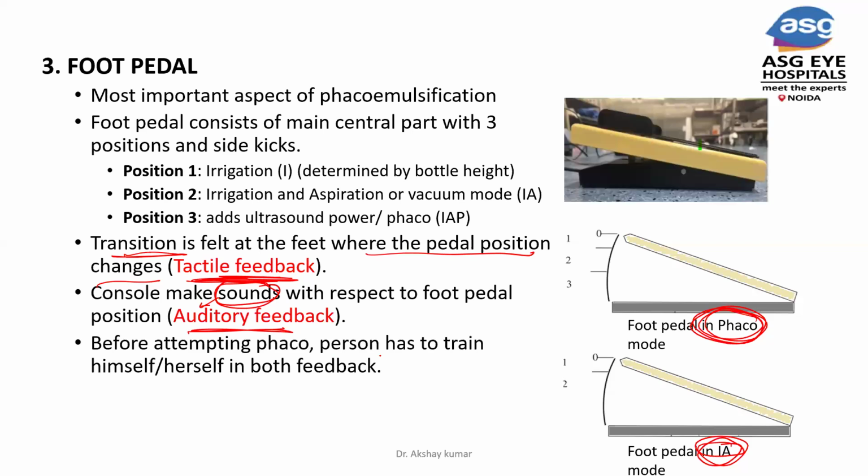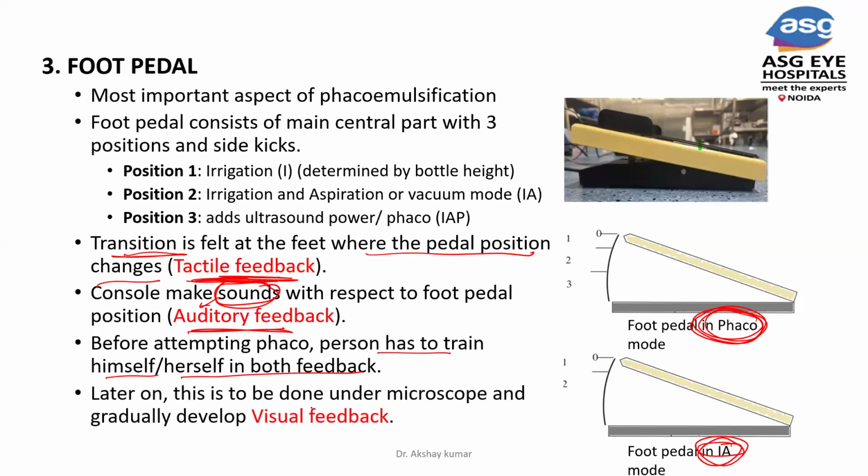So before attempting phaco, a person has to train himself or herself in both the feedbacks, and later on, once they have mastered the tactile and auditory feedback approximately around 10 to 15 times, then you need to repeat these under the microscope and develop visual feedback. These are the steps you will learn phaco. So after tactile and auditory feedback, just move on to the visual feedback under the microscope.